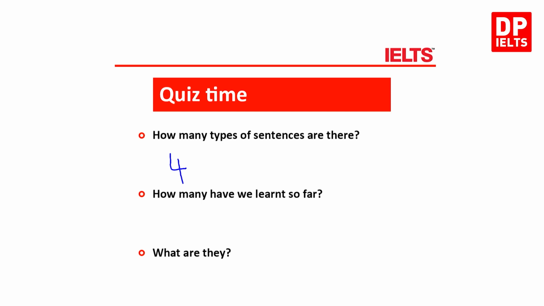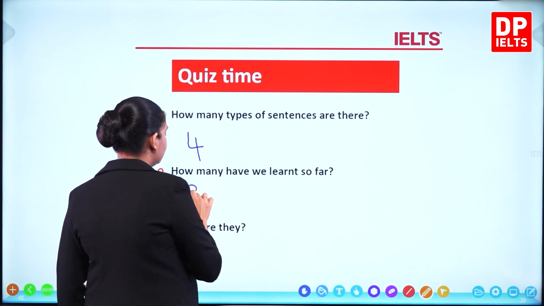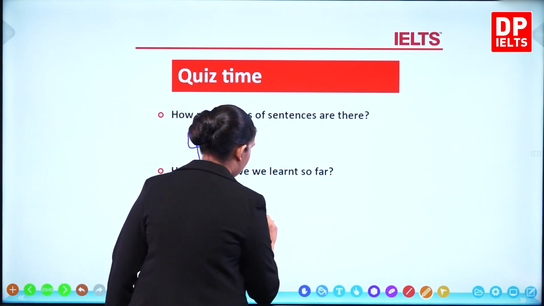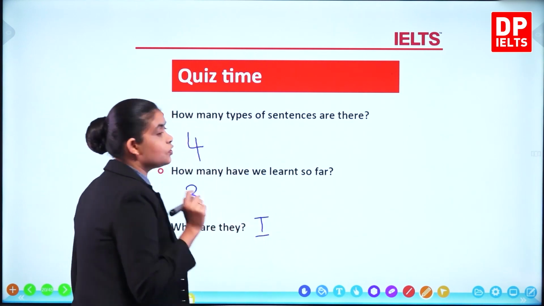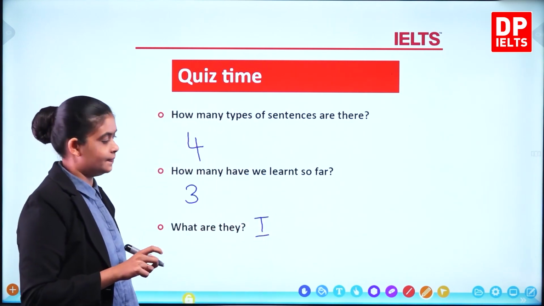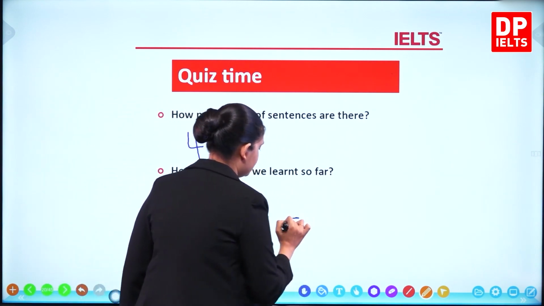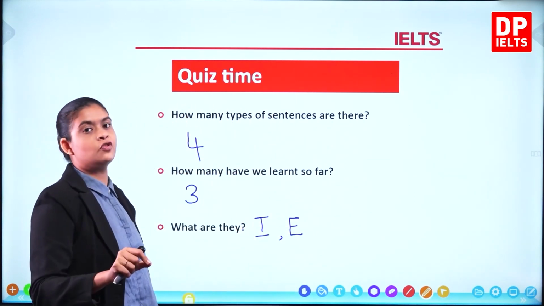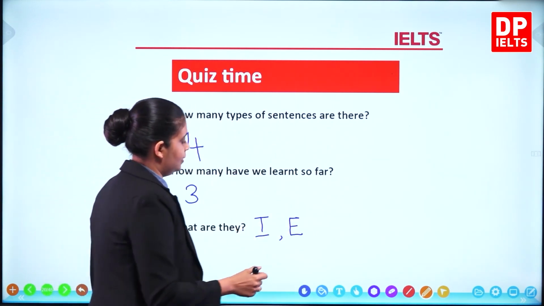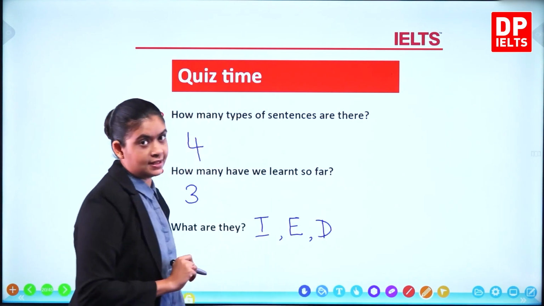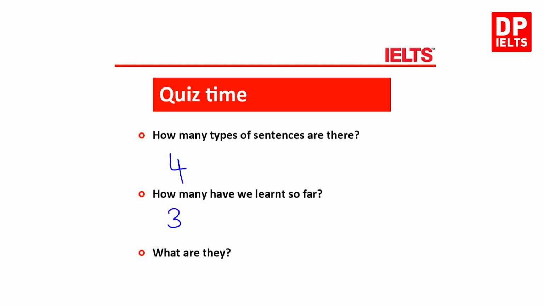3. Yes, 3. What are they? The first one is, I'm going to write the first letter only. What is this? Interrogative sentences. Second one, what is it? Exclamatory sentences. Third one, declarative sentences, right? What are they? Interrogative sentences, exclamatory sentences, declarative sentences.